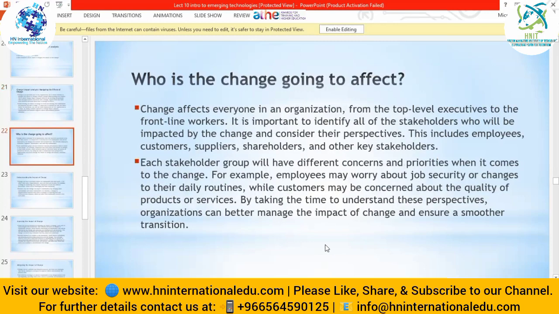Who is the change going to affect? According to different organizations and companies, the people and things affected are different. Change affects everyone in the organization. If the change is good, it will affect everyone in a positive way. And if the change is not good for them, it will also affect everyone, but most of all the owner. From the top-level executives to the frontline workers, it is important to identify all of the stakeholders who will be impacted by the change and consider their perspectives. This includes employees, customers, suppliers, shareholders, and other key stakeholders.